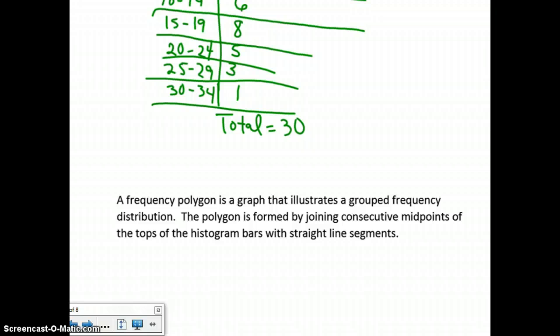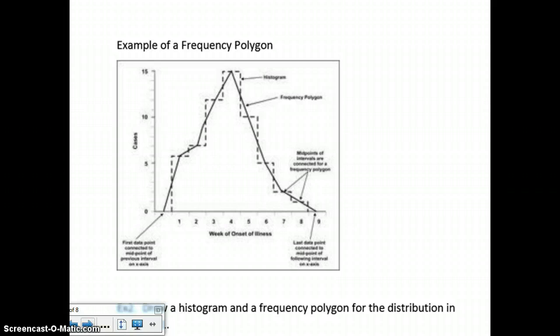Now we can take our frequency distribution and graph that using a histogram. A frequency polygon is really just a histogram, but we take midpoints at the top of our histogram bars and connect them with straight lines. So a frequency polygon is a graph that illustrates a grouped frequency distribution. The polygon is formed by joining consecutive midpoints of the tops of the histogram with straight line segments. So that's what we're going to do on the next page here.